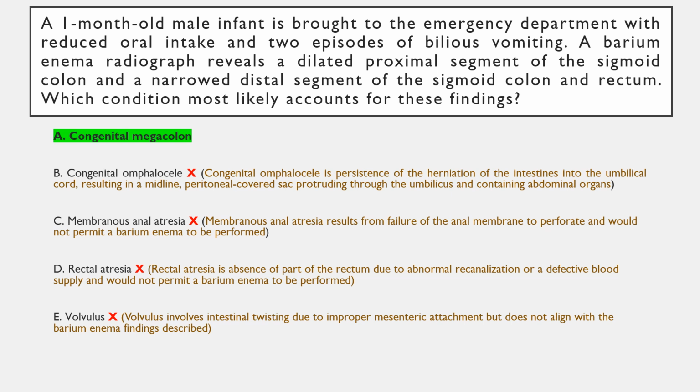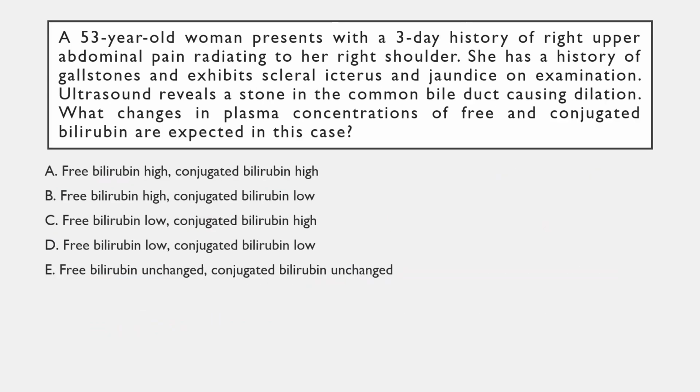E is incorrect because volvulus involves intestinal twisting due to improper mesenteric attachment, but does not align with the barium enema findings described. Let's go to the third question.